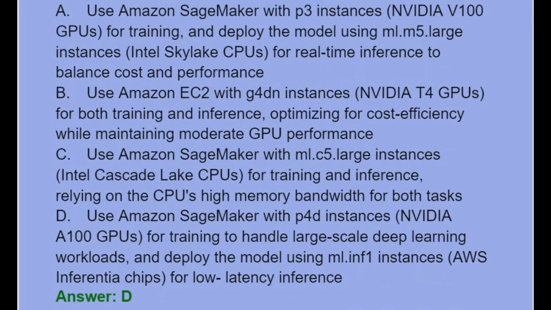Option C, use Amazon SageMaker with ml.c5.large instances, Intel Cascade Lake CPUs, for training and inference, relying on the CPU's high memory bandwidth for both tasks. Option D, use Amazon SageMaker with P4d instances, NVIDIA A100 GPUs, for training to handle large-scale deep learning workloads and deploy the model using ml.inf1 instances, AWS Inferentia chips, for low latency inference. Correct answer is option D.